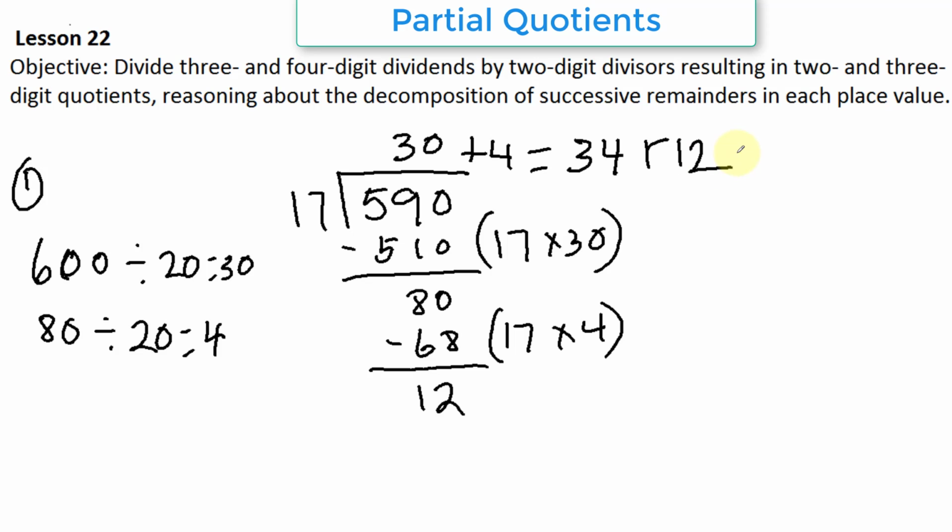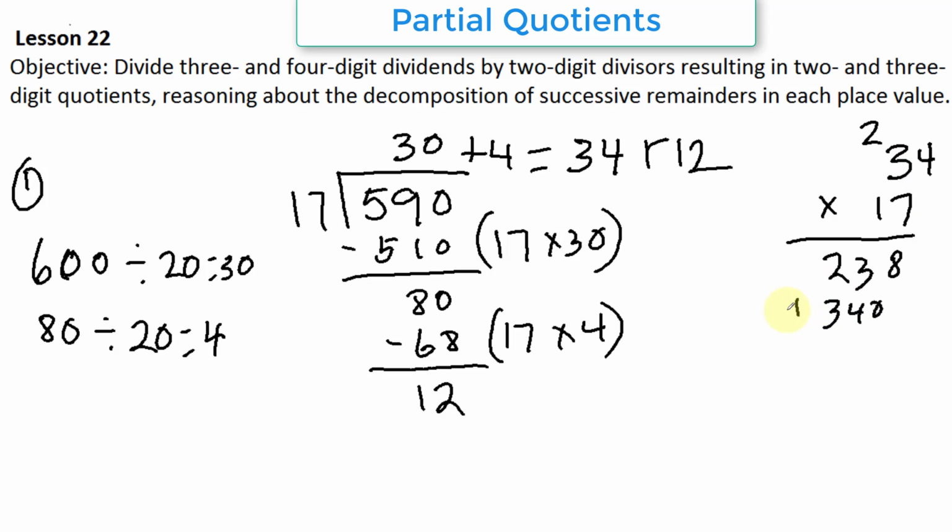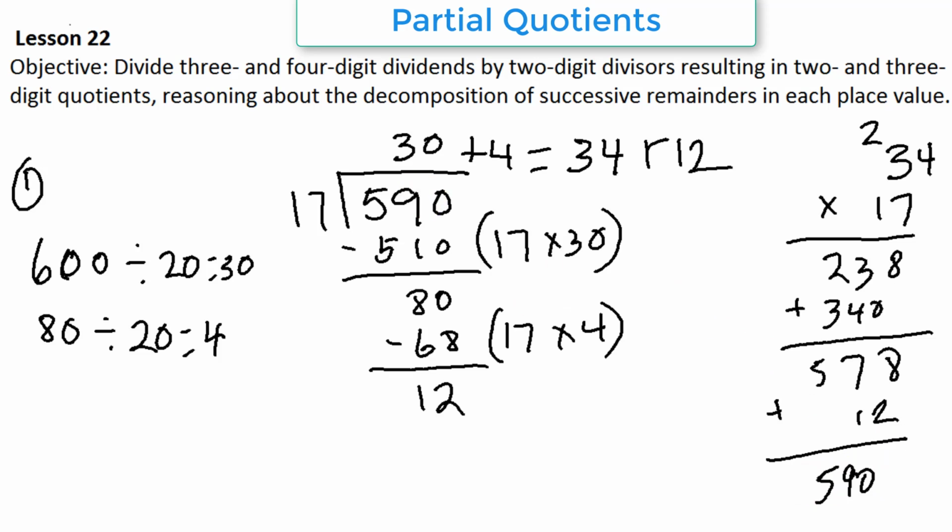Now let's go ahead and give that a check. We take our quotient, 34, times it by our divisor, 17. 7 times 4, 28. 7 times 3 tens is 21 tens, plus 2 tens is 23 tens. And then 10 times 34 is 340. Add them up, 8, 7, 5, plus our remainder of 12 gives us 590, which is a match.